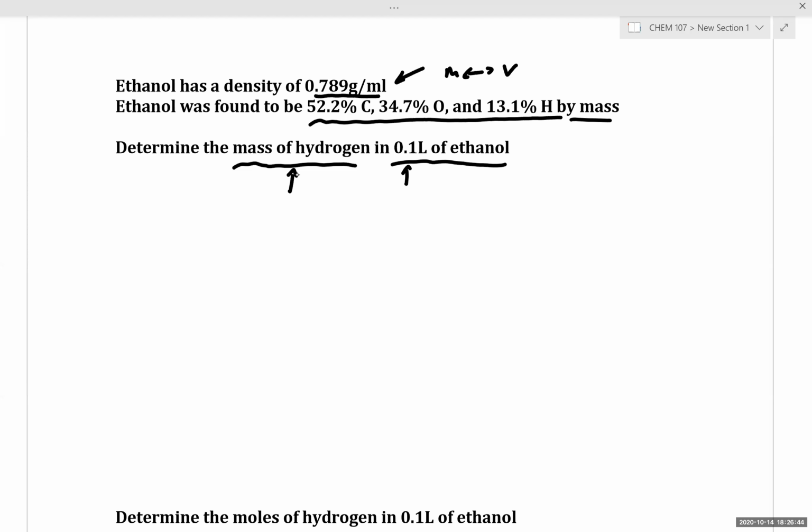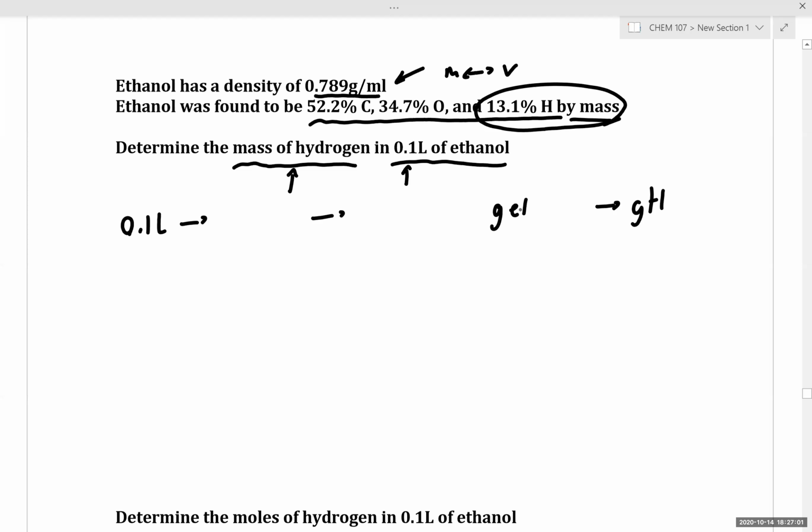Okay, so we're given the volume of ethanol. So we have 0.1 liters of ethanol. And in the end, we're asked to calculate the grams of hydrogen. We can calculate the grams of hydrogen, given our mass percent, from the grams of ethanol. And we can calculate the grams of ethanol using the density from the milliliters of ethanol, because the density allows us to convert between the volume and the mass.